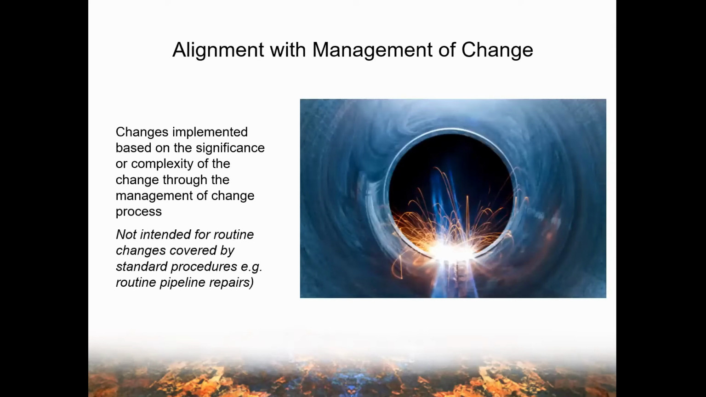As I close out the management system aspect of engineering assessments, I want to also connect the dots with where an engineering assessment and alignment of the EA process with your management of change process is very important. I think your management of change process is unique to your company or your organization, and certainly changes implemented, based on how significant they are and how complex they are, should be aligned with the changes required within your own internal MOC processes. And I think we're certainly not recommending that routine changes that are covered by standard procedures, such as pipeline repairs, are necessarily part of your MOC.